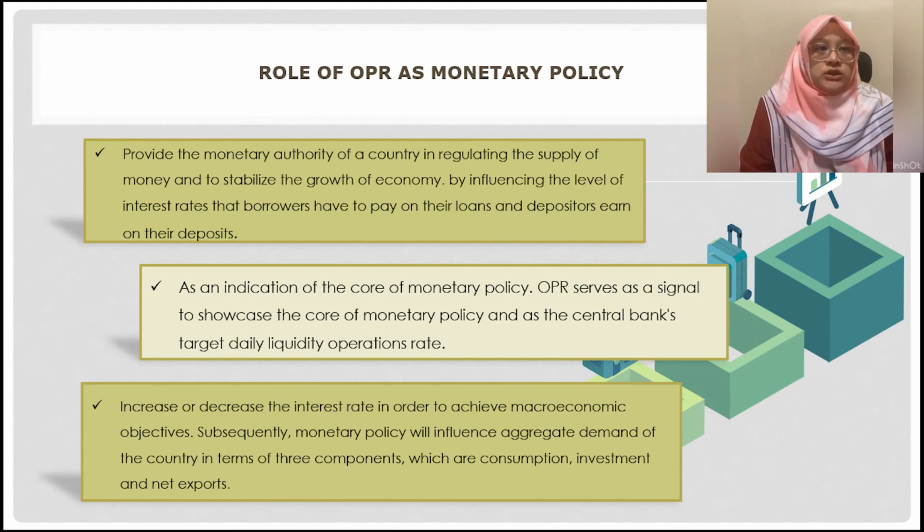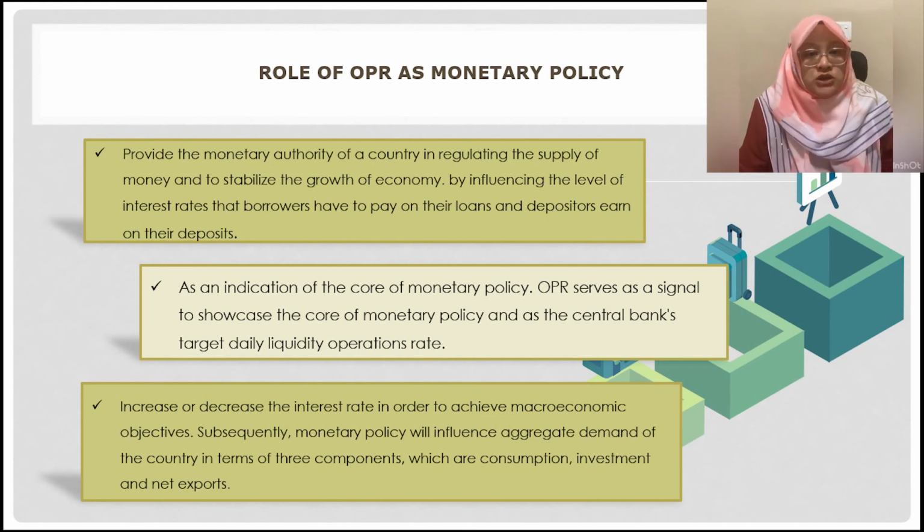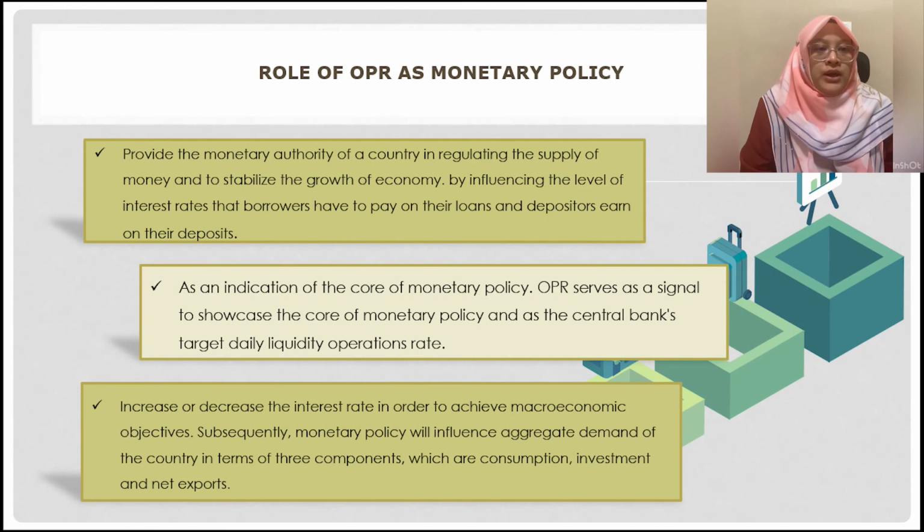So, monetary policy will influence the aggregate demand of the country in terms of three components: consumption, investment, and net export. Bank Negara Malaysia uses interest rate targeting for the time being. By using monetary policy, Bank Negara Malaysia can increase or decrease money supply as well as the interest rate. Bank Negara Malaysia will set monetary policy based on different economic situations, whether inflation or recession, by increasing or decreasing the interest rate in order to achieve macroeconomic objectives.